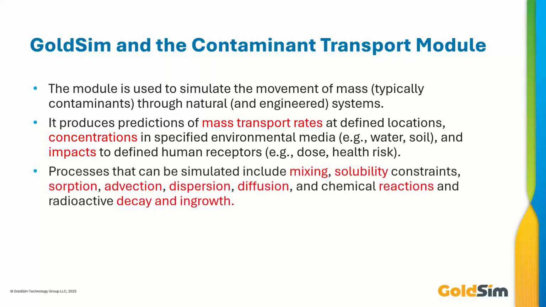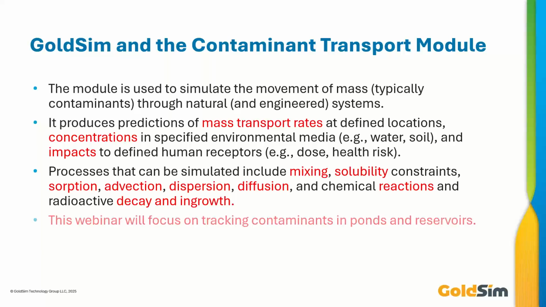The types of processes that we can simulate are mixing. That's the main thing we're going to talk about today. Solubility constraints, we can do partitioning. We'll talk about that. Advection between ponds or within, let's say, an aquifer, dispersion, diffusion, chemical reactions, and we can actually do radioactive decay and ingrowth. We're just going to talk about a subset of these processes today.